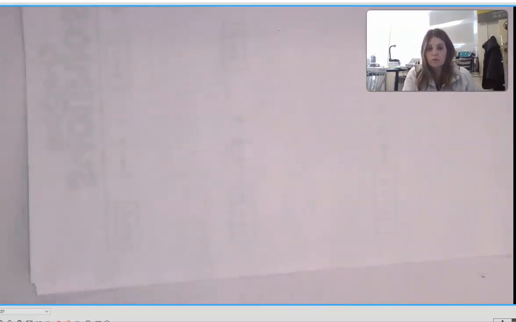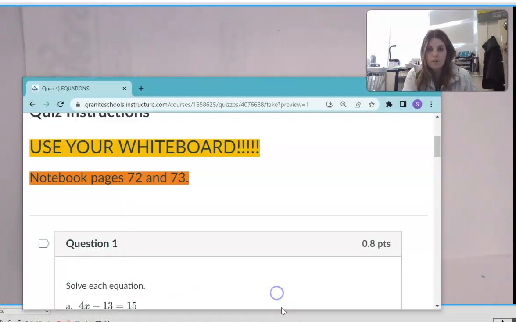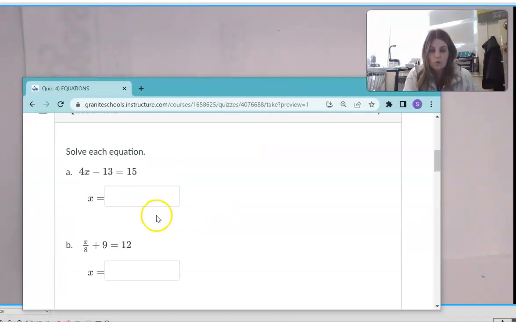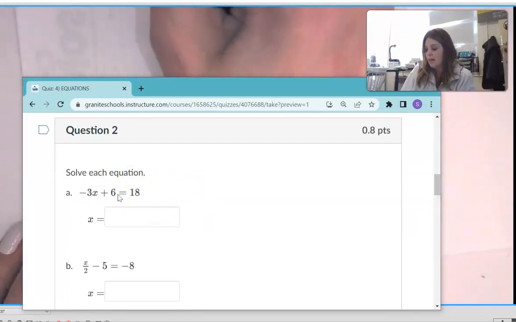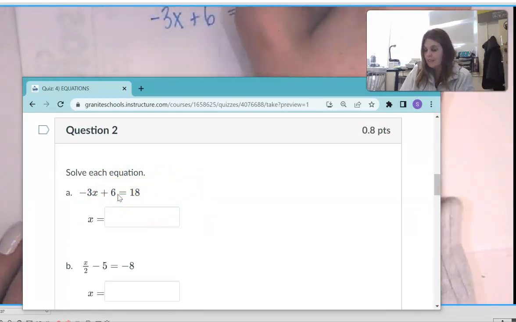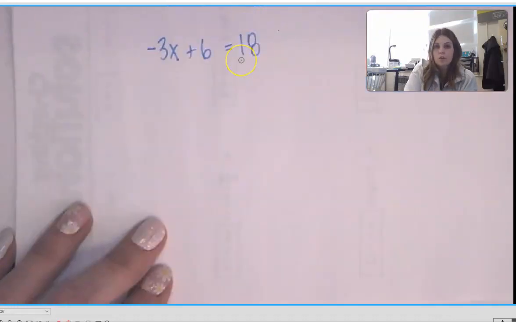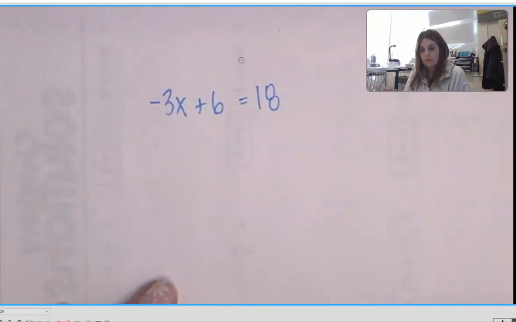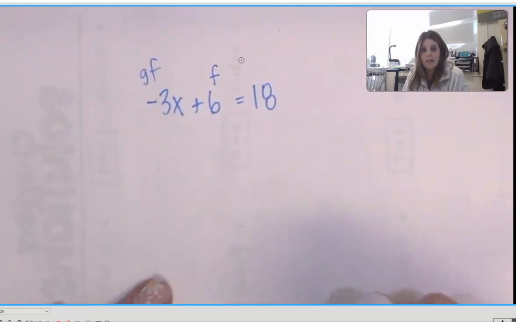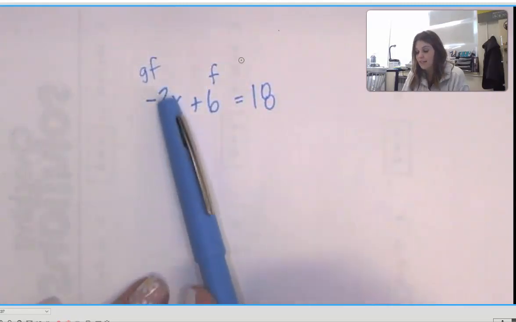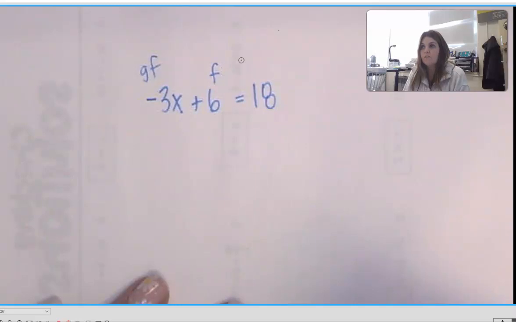So now that we solved one of those, let's look at one of your actual quiz questions. So maybe let's do one that's slightly more challenging. Let's do A. So negative 3x plus 6 equals 18. So we need to get rid of the friend, which is 6, and the girlfriend, which is negative 3. The girlfriend is negative 3. It's like the difference between somebody being named Carrie and somebody being named Cara.